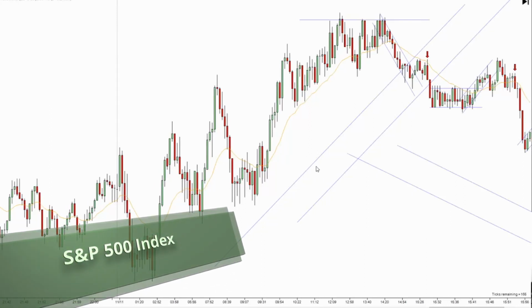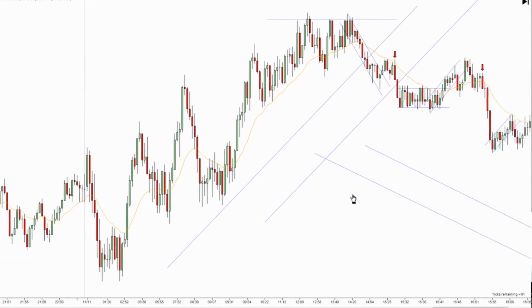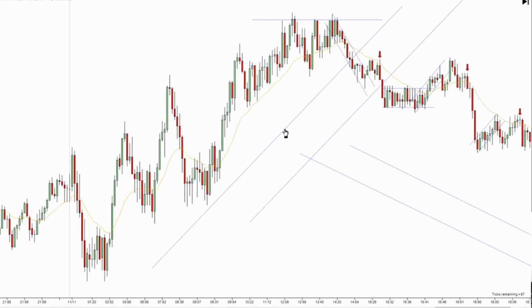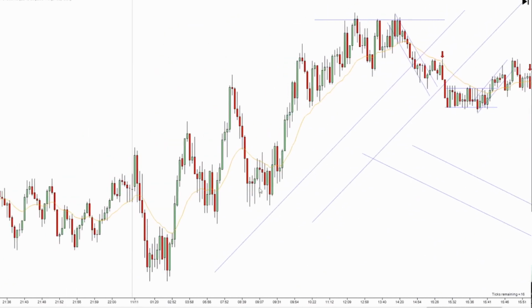Today I want to talk about the other way of finding the trend line, because today I actually found two of the trend lines from the other side that I normally find the trend lines. I'm going to show you guys right here.